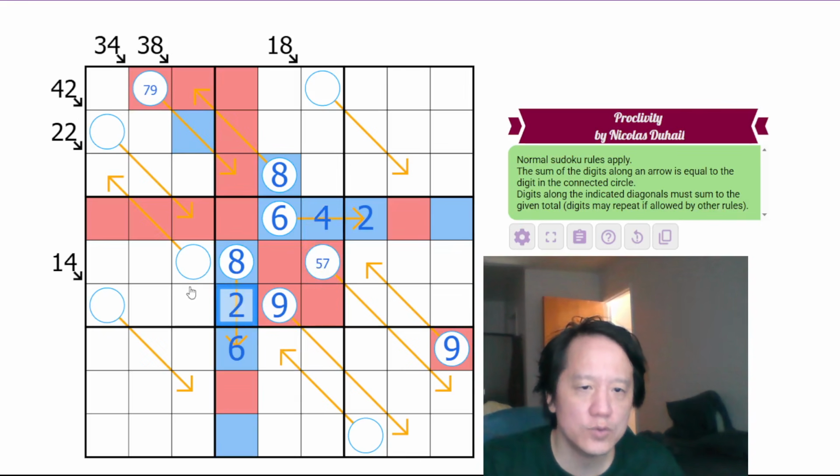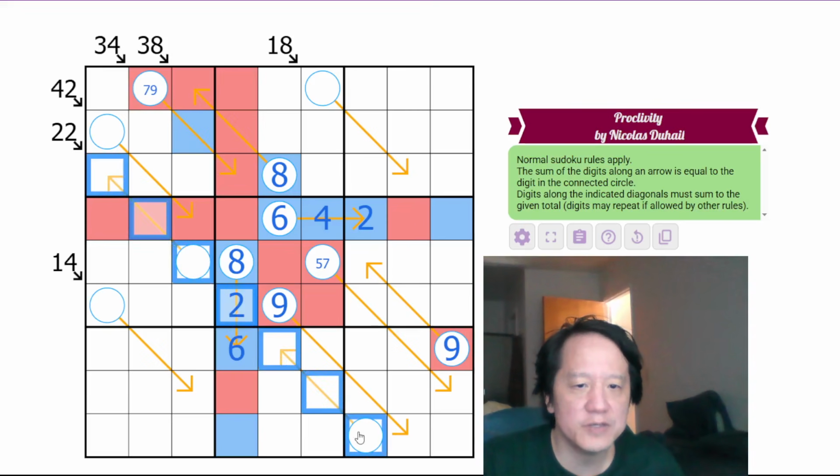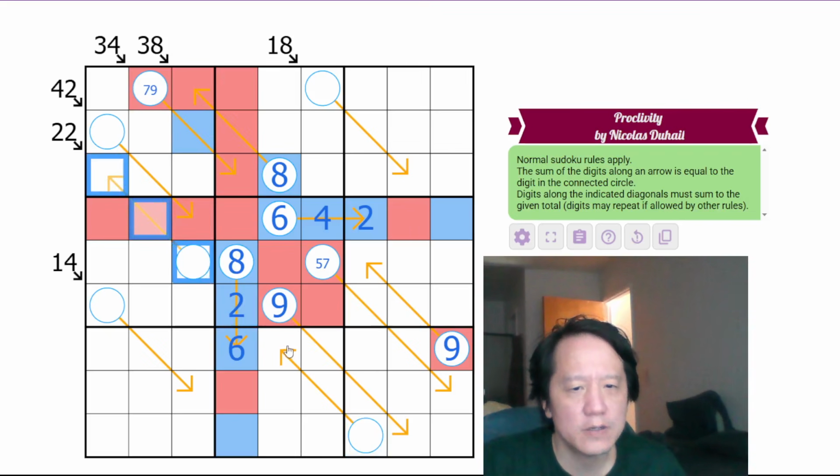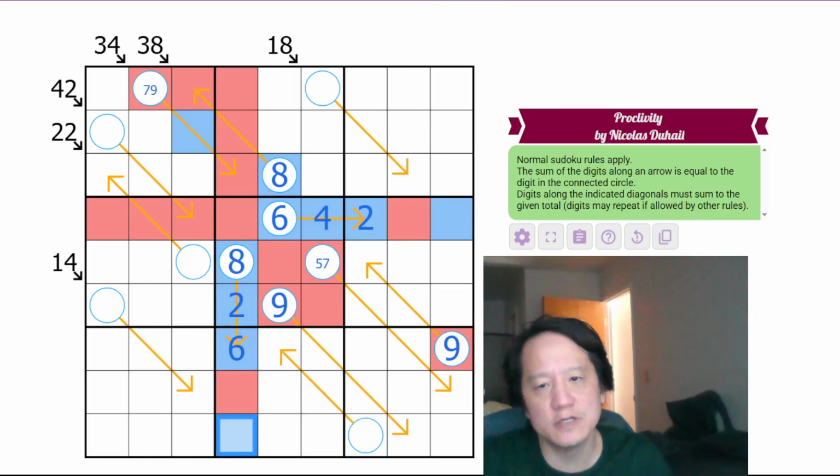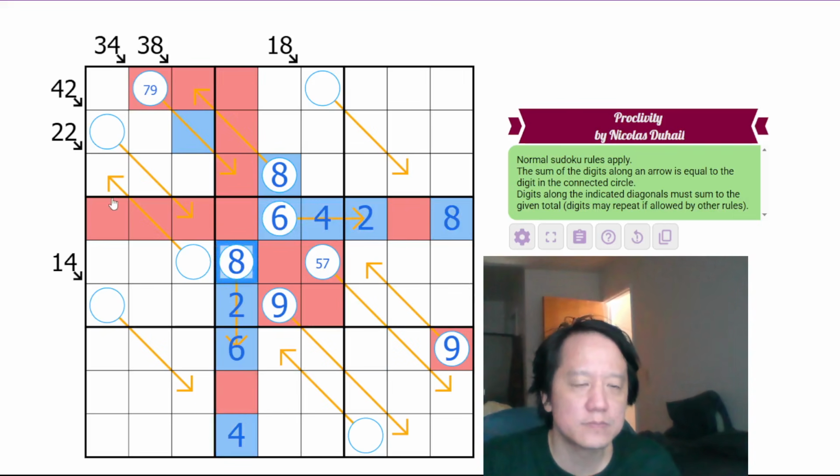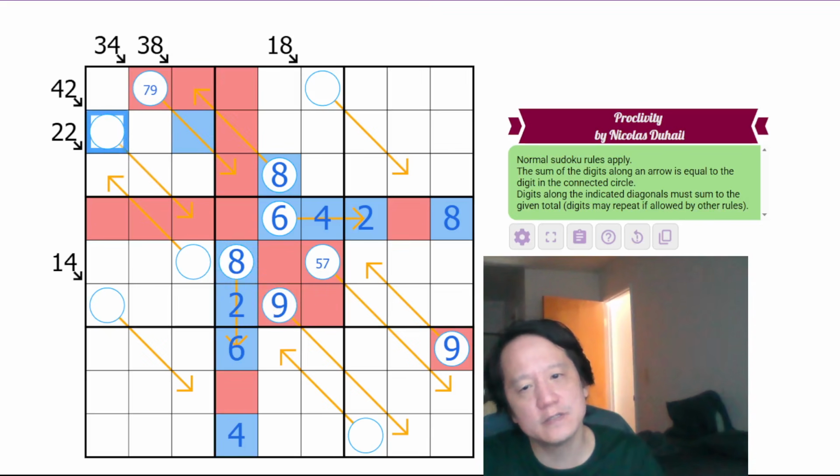This is 2. That means the sum on this diagonal is 10, right? We have 8, 2, and 6 here, so this is 4. 2, 4, and 6 here, this is 8. We have 34. This is 34. 42 minus 8 is 34. Divided by 2 is 17. 17 minus 9 is 8. So this is 8 here.